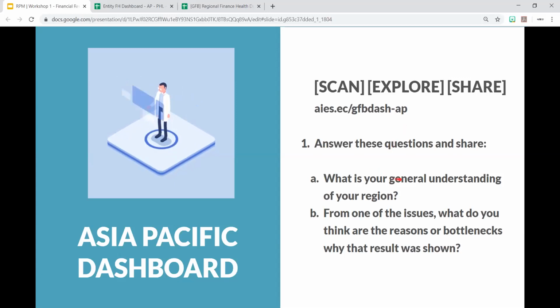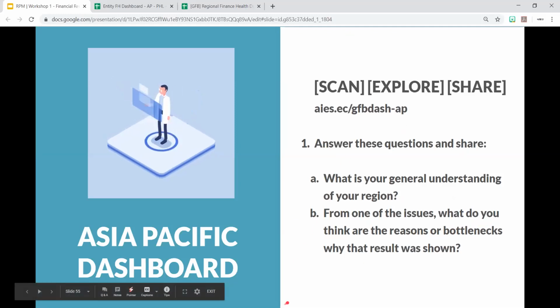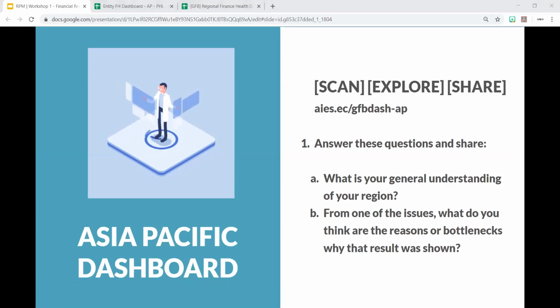Ask the questions: What is your general understanding of your region? And from one of the issues that you would find, what do you think are the reasons or bottlenecks why that result was shown? I noticed someone commented, if I'm correct. Oh yeah, right. Thank you, Echo, for copying the link. All right.